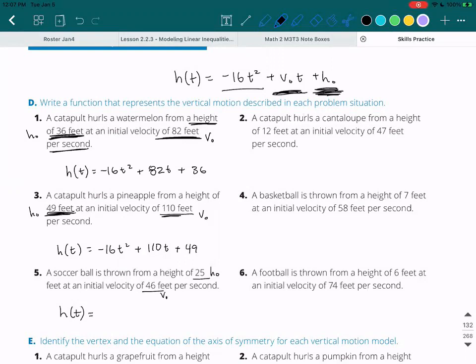Plugging it into our equation, we have negative 16t squared plus our initial velocity piece. So that would be 46 multiplied to t. And then finally, plus our h naught piece, our initial height. So our initial height was 25. So then putting it all together, here it is. H of t is equal to negative 16t squared plus 46t plus 25. The 46 was your initial velocity, the 25 was your initial height.